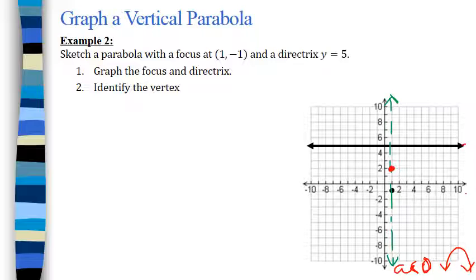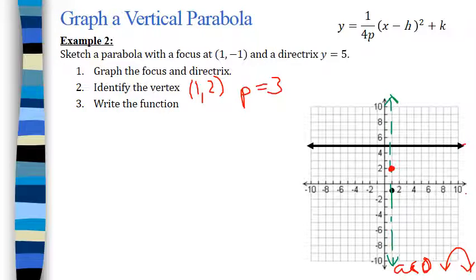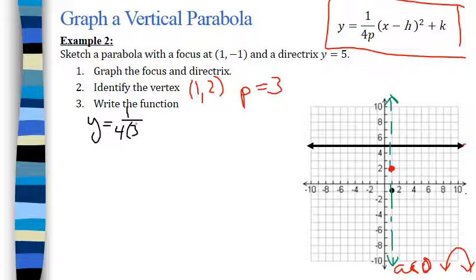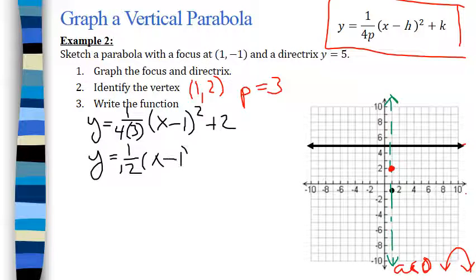And now I'm going to use the fact that my vertex is at (1, 2) to determine what my p-value is. So 1, 2, 3, 1, 2, 3. So I'm halfway between, so my p should be 3. If you're not halfway between, then your vertex is not correct. You need to be exactly halfway between. So write the function, which again, if you haven't made note of it, make sure that you have this function in your notes starred, highlighted, and blinky lights. So y equals 1 over 4 times p, which is 3, times the quantity x minus 1 squared plus k. So when you simplify, you have y equals negative 1 over 12 times x minus 1 squared plus 2.